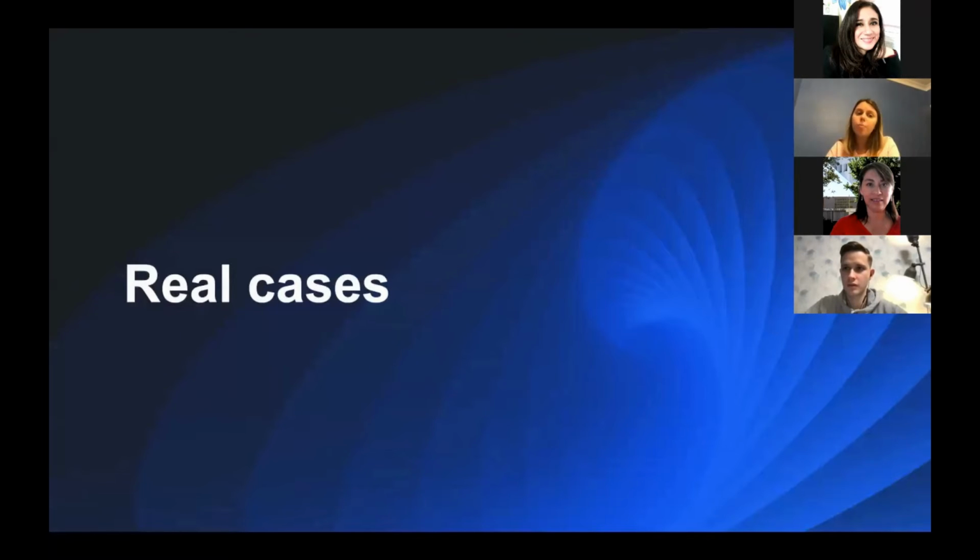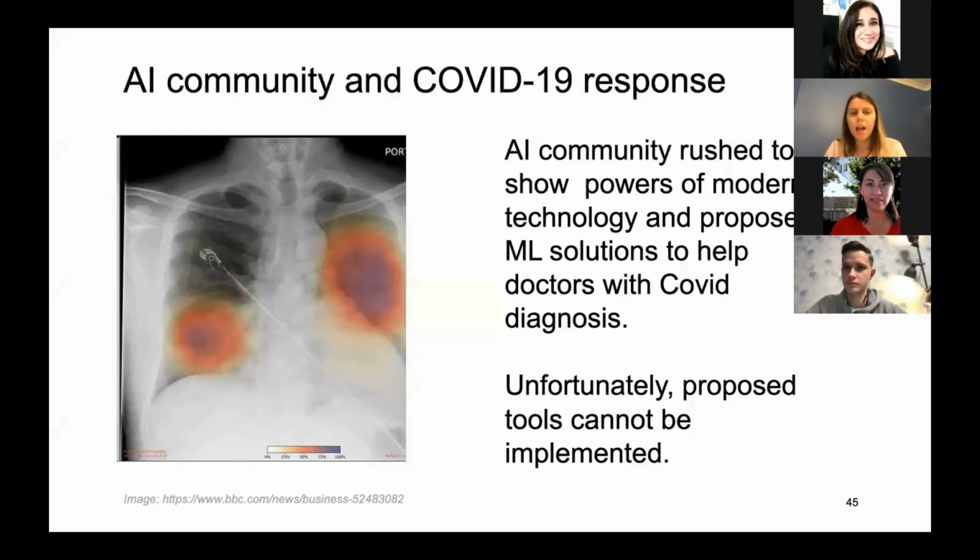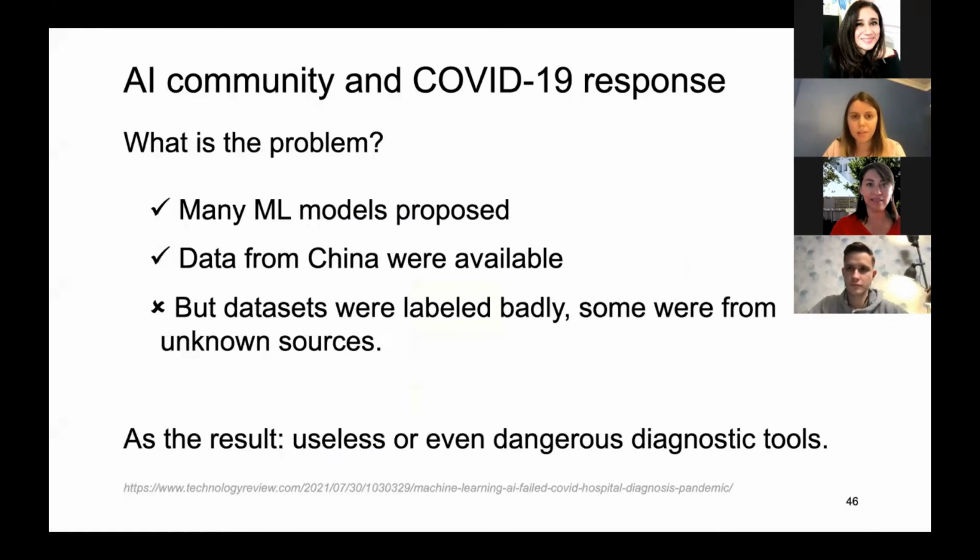And let's talk about real cases, and let's deep dive into some cases. Let's start with healthcare. Two years ago, COVID-19 appeared, and the AI community rushed to show the power of modern technology and modern approaches. They wanted to find a method to help doctors with diagnosis. But unfortunately, the tools could not be implemented. But why?